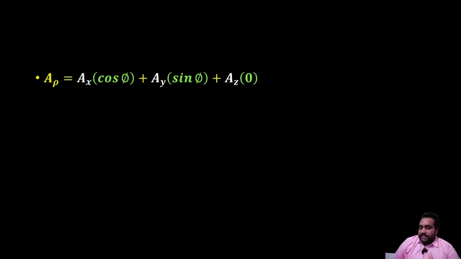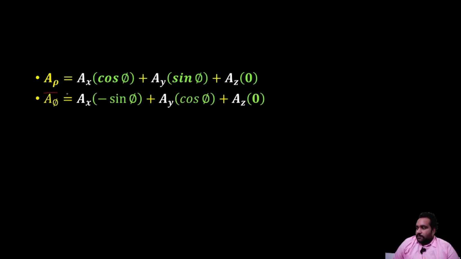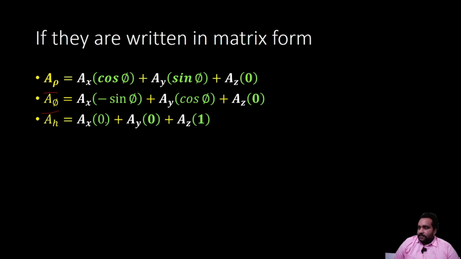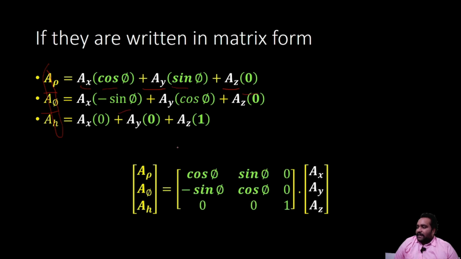If I rewrite these expressions of A rho, A phi, and AH, and write them in the form of a matrix, I can see that this forms a 3 by 1 column matrix, and Ax, Ay, Az can form another column matrix, and the entries of coefficients between them would form a 3 by 3 matrix. So the matrix would be looking like.